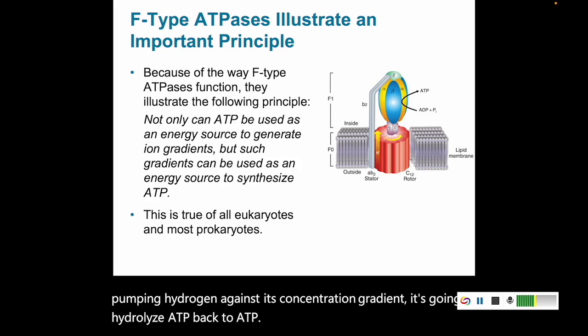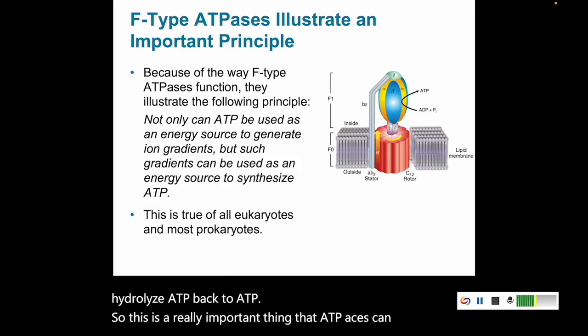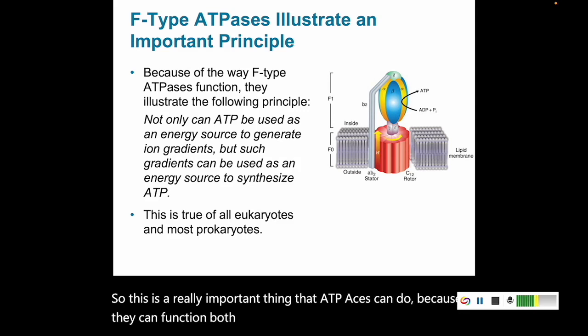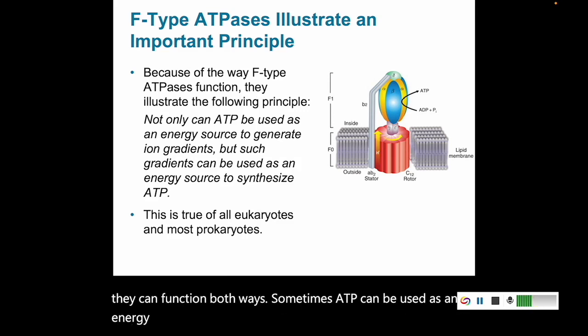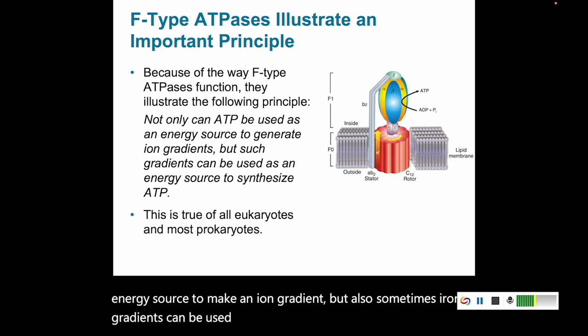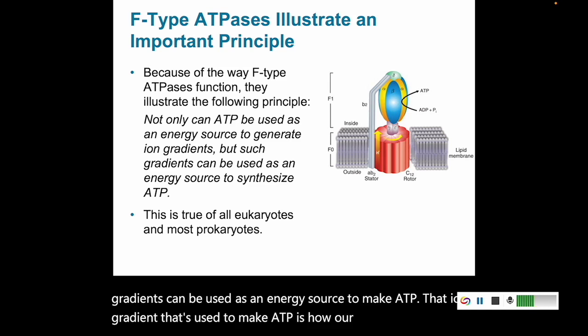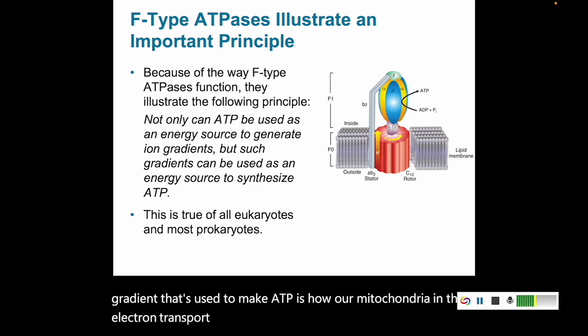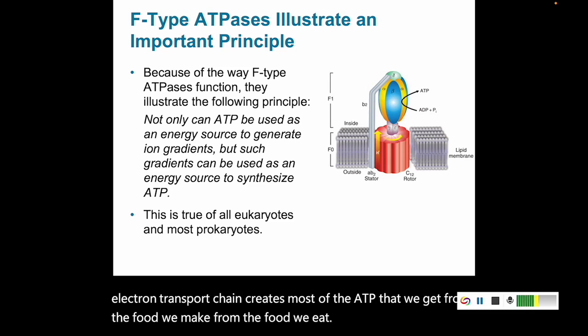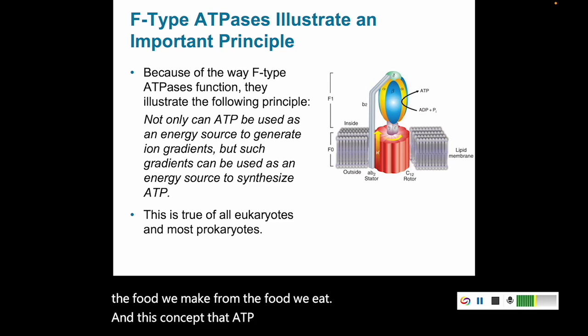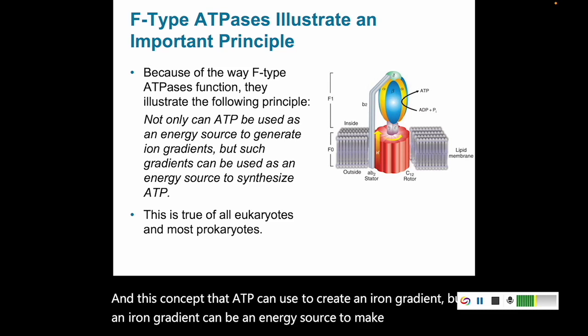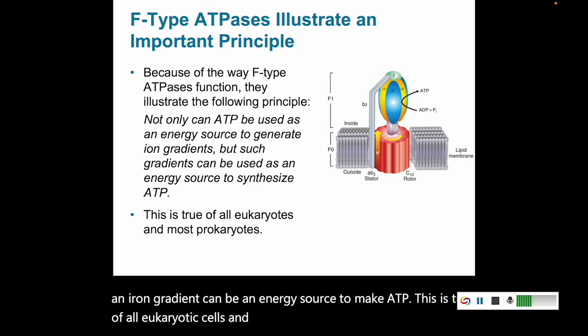So this is a really important thing that ATPases can do because they can function both ways. Sometimes ATP can be used as an energy source to make an ion gradient. But also, sometimes ion gradients can be used as an energy source to make ATP. That ion gradient that's used to make ATP is how our mitochondria in the electron transport chain create most of the ATP that we get from the food we eat. And this concept, that ATP can be used to create an ion gradient, but an ion gradient can be an energy source to make ATP, is true of all eukaryotic cells and even most prokaryotic cells.